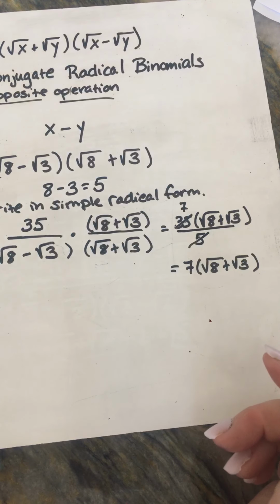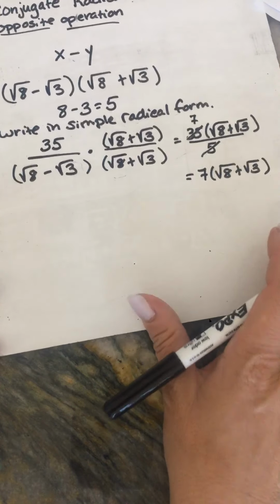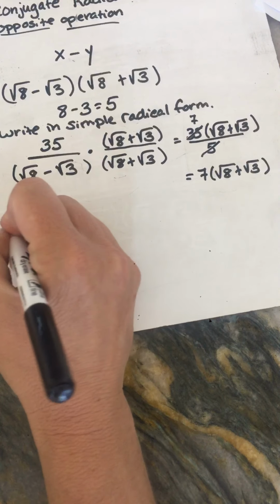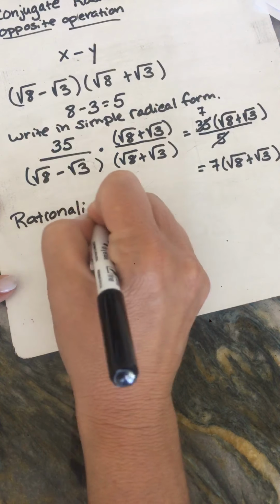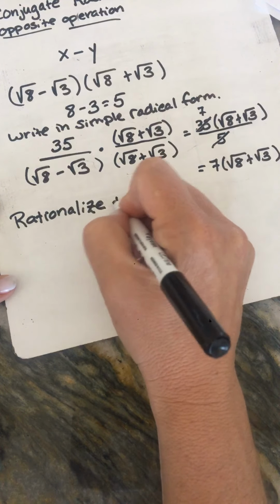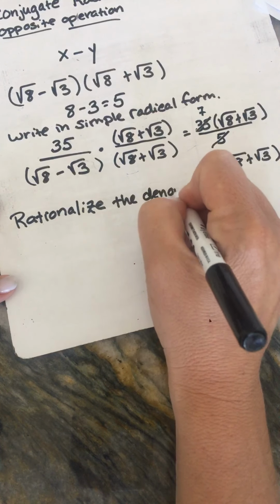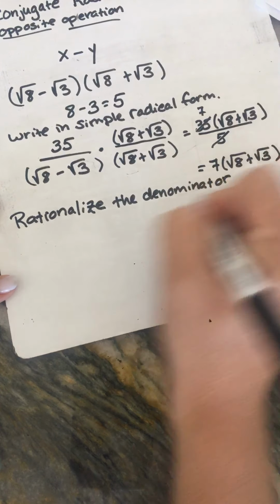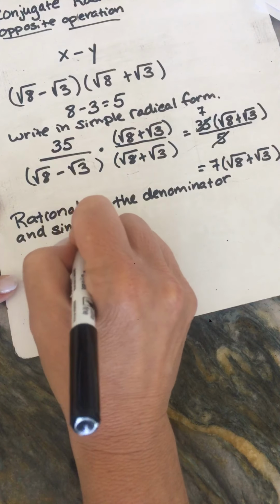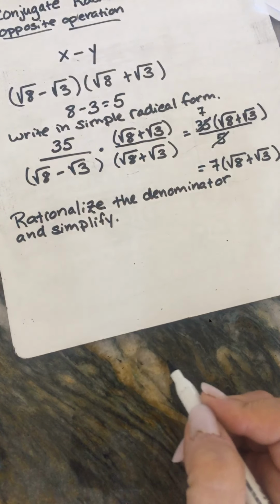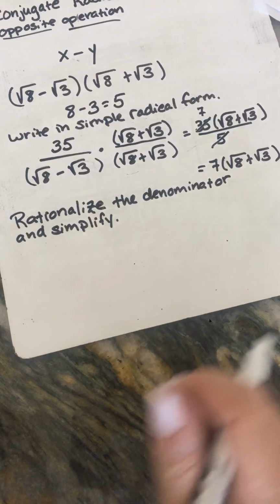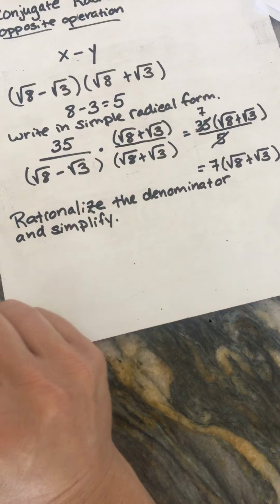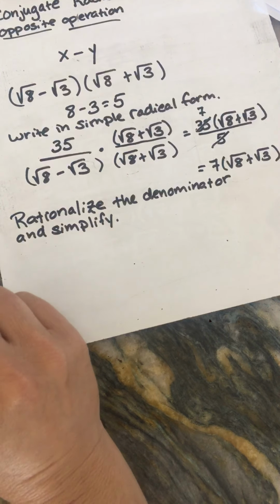Should we do another one? Let's do another one like that. Those are kind of fun. All right, another way of saying it is, rather than simple radical form, they might say rationalize the denominator. That's a fancy word. Rationalize the denominator and simplify. Throw that one out at dinner tonight. See what people think. I learned how to rationalize the denominator today, people. Yep, I used the conjugate radical binomials to do that.